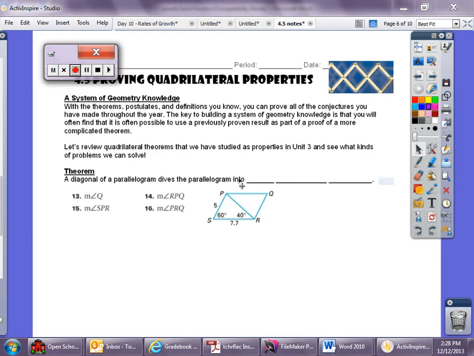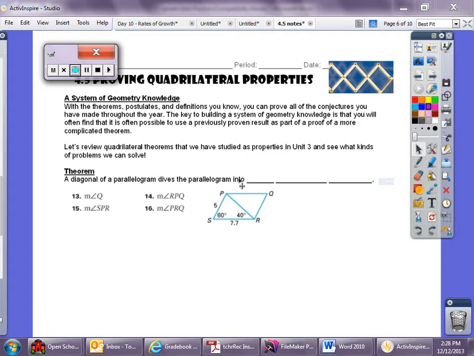Okay, so we're going to start with 4.5, proving quadrilateral properties. So, system of geometry knowledge. We've talked about theorems and postulates and definitions, and we can use these for building our system of geometry knowledge. So now, we're going to review some of our quadrilateral theorems.